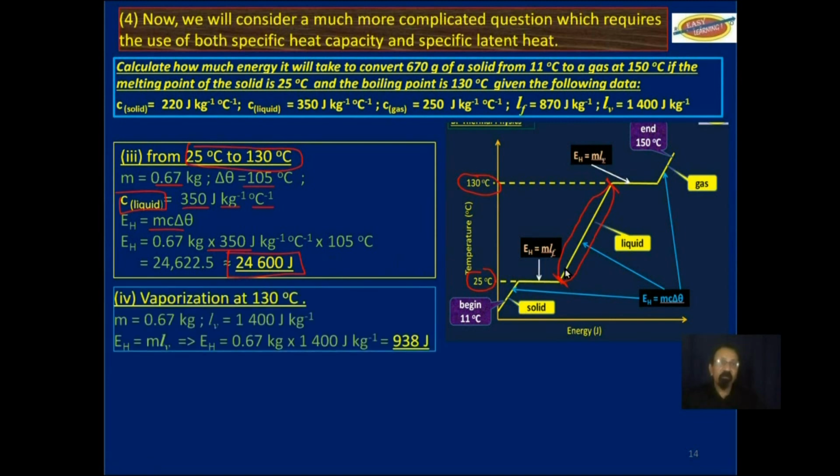Now we need to vaporize that liquid. So we are now at this section here. It is the same mass, and the latent heat of vaporization is 1,400 joules per kilogram. And we know that EH = mLv. We substitute the numbers we are given, and we get 938 joules.